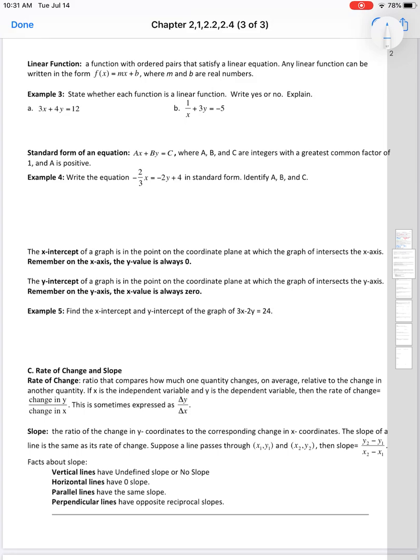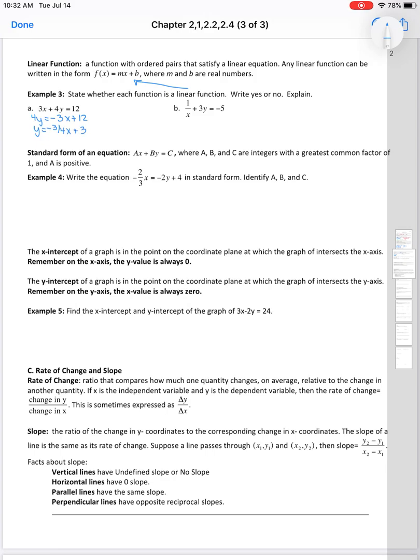So line means straight line, adds up to 180 in terms of geometry, but the focus is we're talking about a line. So a line follows the format y equals mx plus b. So what we're going to do for example 3, it says state whether each function is a linear function, write yes or no, and then explain. So if it is a linear function, that means we can put it in y equals mx plus b, which means we can isolate the y. That is the key. So let's see.